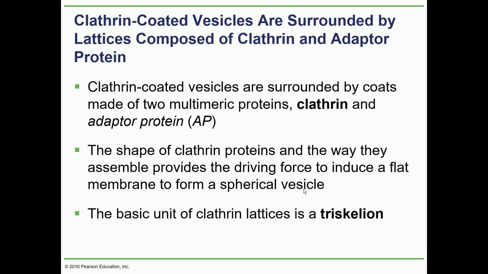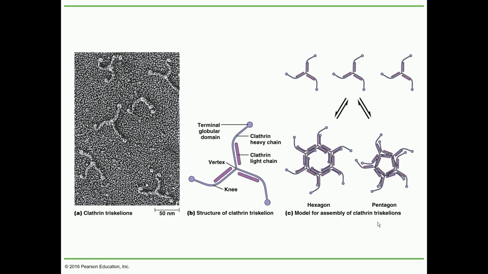So now you will understand what change takes place in the basic structure of this protein which makes the vesicle get its curvature. The basic unit of clathrin is called triskelion. Now what is the structure of triskelion? This is the basic unit of clathrin, and it is made of 3 heavy chains and 3 light chains. So this is the heavy chain, and these are the light chains, and they can form shapes like hexagon or pentagon.